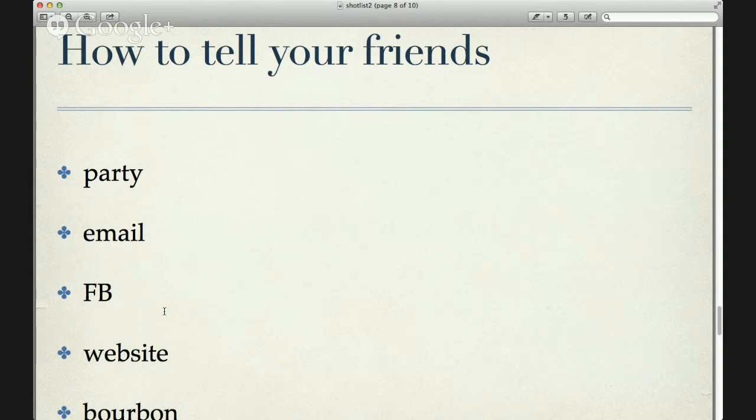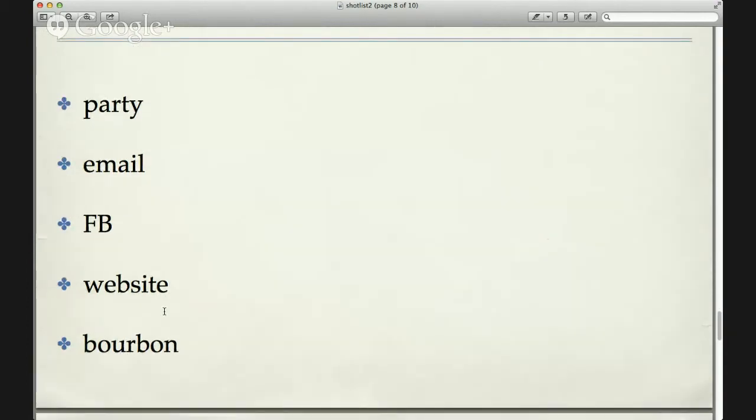Another way, of course, is to email. Email your friends with a link to the Wedding Mix app, or even if you're not using Wedding Mix, if you're just trying to get photos and videos from your friends, put it in an email and tell them what you wanted to get for your wedding. And you could, of course, put it on Facebook, but definitely on a wedding website.